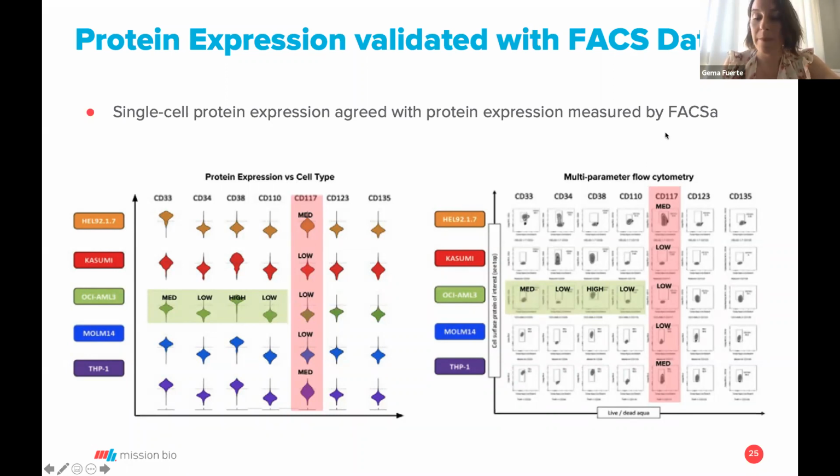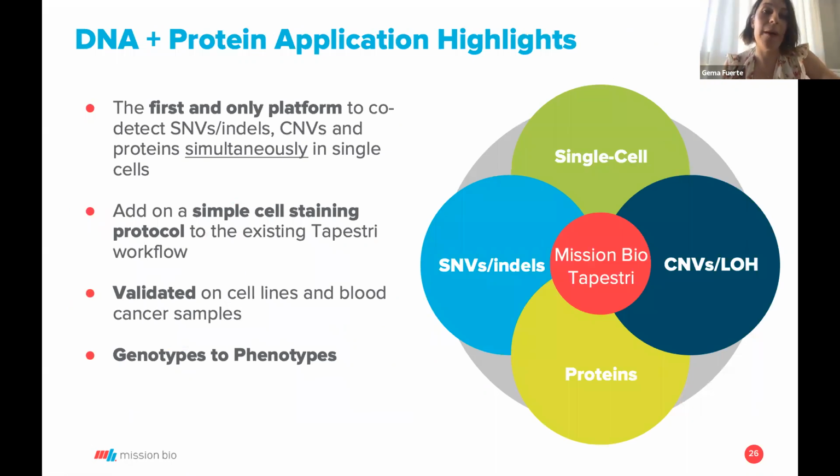So with all that, let me just summarize that the Tapestri is the only platform that provides you DNA plus protein from the very same cell. And when I say DNA, I talk about SNVs, indels, and also copy number. It only adds a simple cell staining process upfront, which is an hour, to the Tapestri platform. You can still fit it in 2 days easily. And it is being validated on cell lines and blood cancer samples. And of course, we provide you information from genotypes to phenotypes.